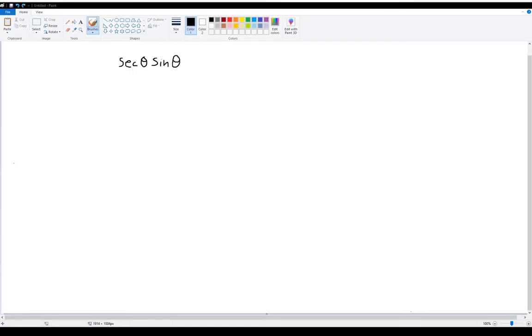For our next example, we've got secant theta times sine theta. And if you remember from the reciprocal identities, secant theta can be rewritten as 1 over cosine theta. So now we're left with 1 over cosine theta times sine theta. And from here you just multiply them. So you're left with sine theta over cosine theta. And from the quotient identities, sine theta over cosine theta is equal to tangent theta.